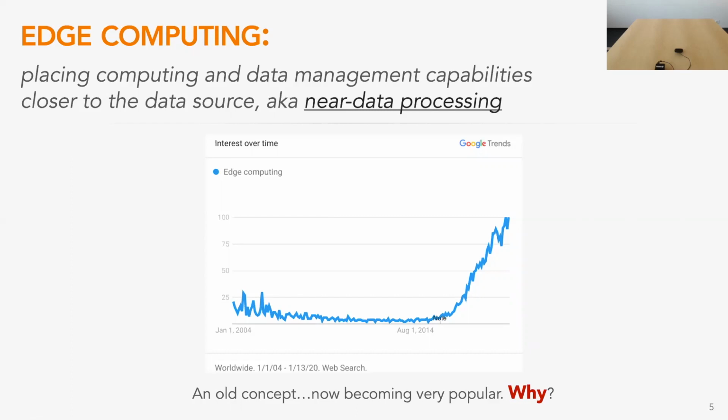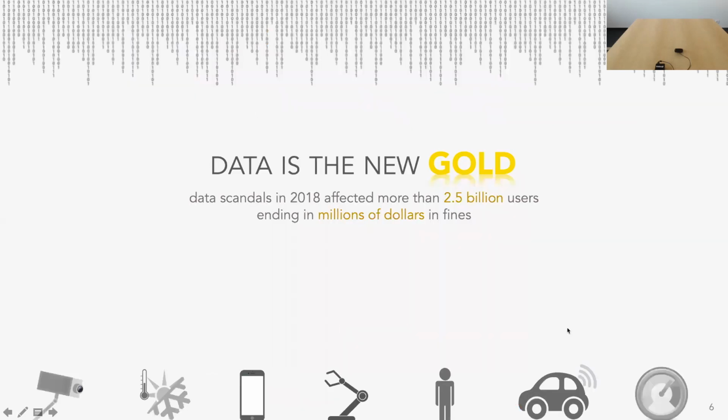If you look at this graph, taken from Google Trends, it represents the interest over time in the topic of edge computing online. Ever since 2014, even though the concept is quite old and there was some interest before that, there's a big steep curve where people started realizing that edge computing can do more than it was doing at the time. The reason is that people understood that nowadays data is gold. Data is really valuable, and there are a few examples of this.